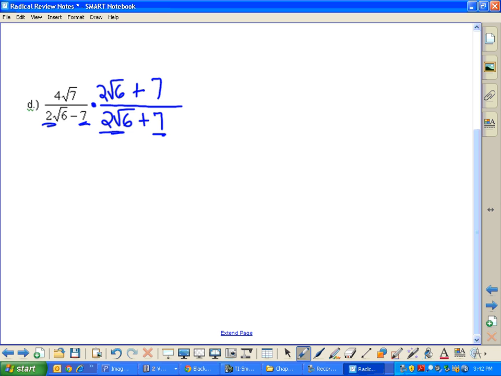And now it's at this juncture you get 2 little mini math problems to work out. You have a little mini math problem in your numerator, and then you have a little mini math problem in your denominator.